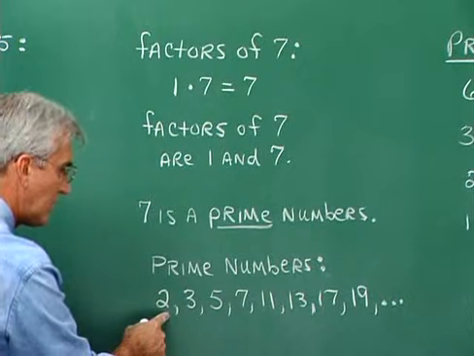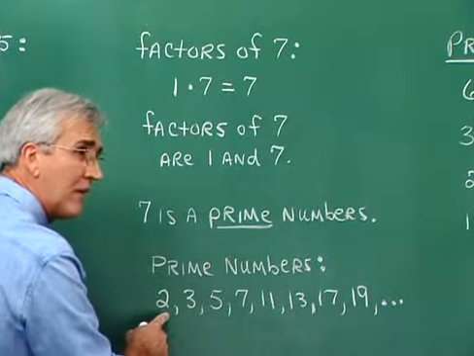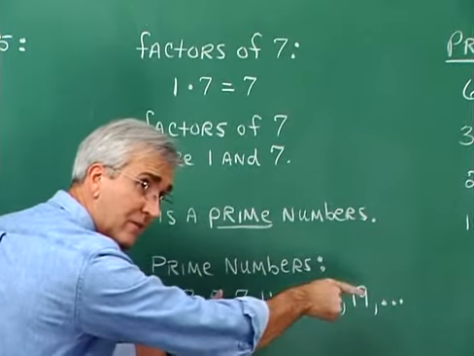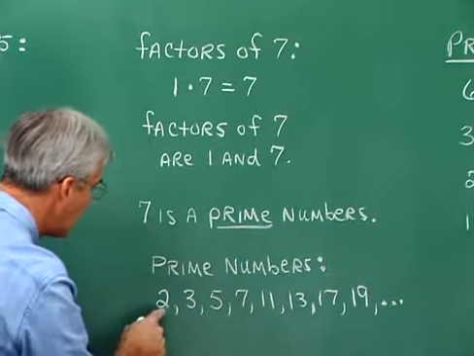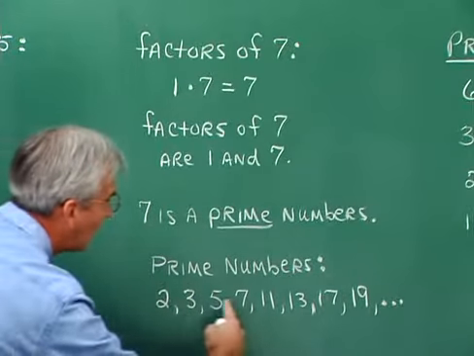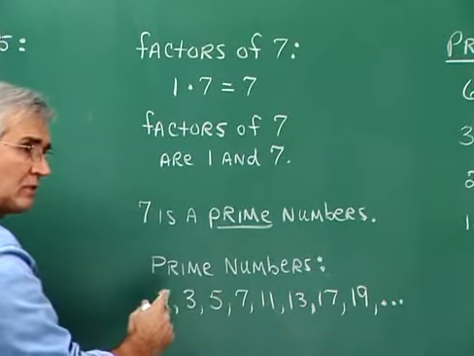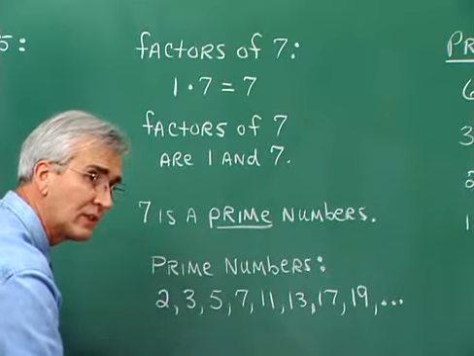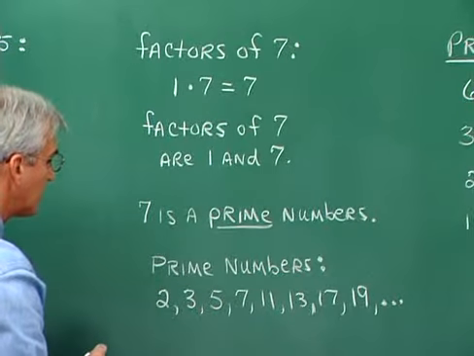Now, 2 is not only the first prime number, but it's the only even prime number. After all, for every even number after 2, not only 1 and itself would go into that even number, but 2 would go into it as well. So it would fail to be a prime number. So 2 is the only even prime number. Numbers that fall between these are called composite numbers. Numbers that are larger than 1 fall into one of those two categories. They're either prime or composite. And by the way, there are an infinite number of prime numbers.